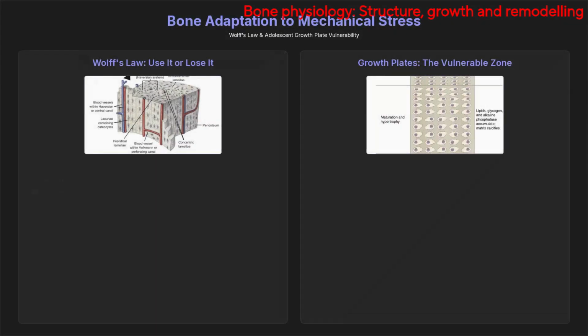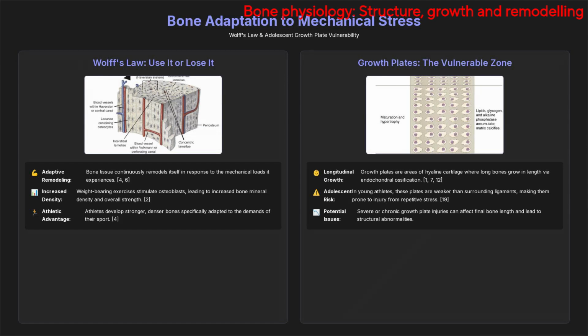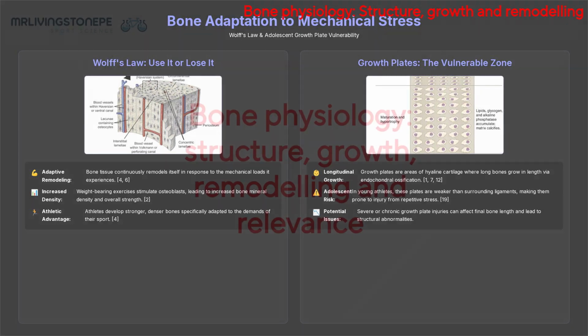Wolff's law demonstrates bone's adaptive capacity to mechanical stress through continuous remodeling, making weight-bearing exercise crucial for increasing bone mineral density and explaining why athletes develop stronger bones in response to training loads. Long bone growth occurs through endochondral ossification at growth plates, creating vulnerability in adolescent athletes, where early sport specialization and repetitive loading can cause growth plate injuries that potentially affect final bone length and structure.